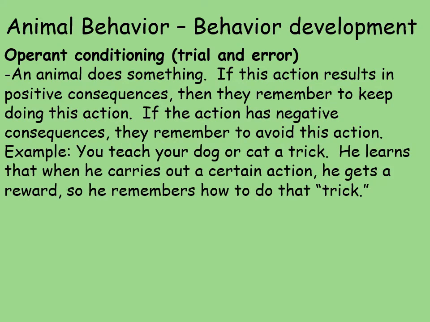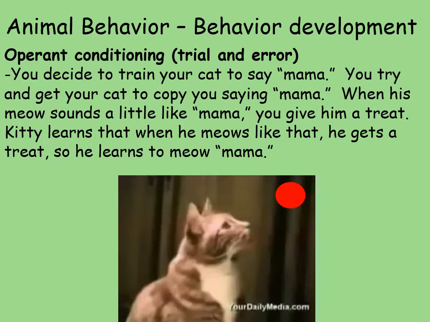So an example of this would be if you're training your dog or cat to do a trick. They learn that when they carry out a specific action, they get a reward. So they're going to remember how to do that trick. And they'll do that trick more and more because they've associated that when they do this trick, they get a positive benefit, a treat. So let's say you decide to train your cat to say mama.